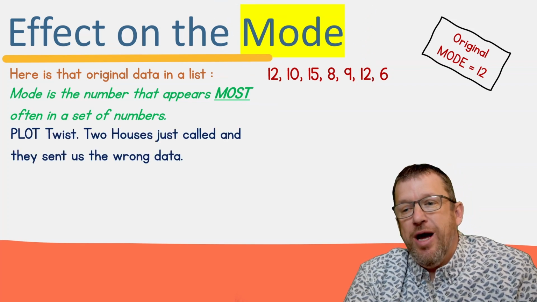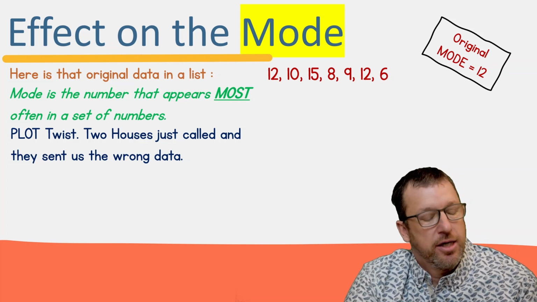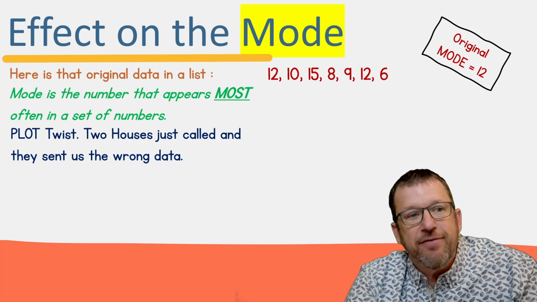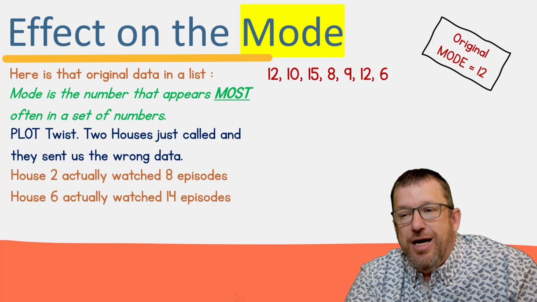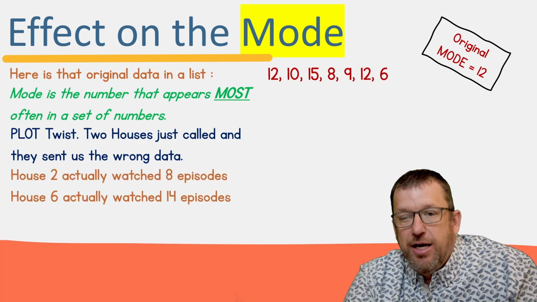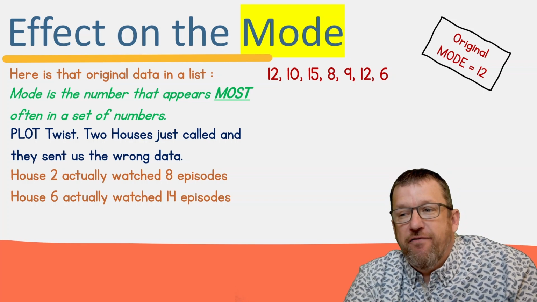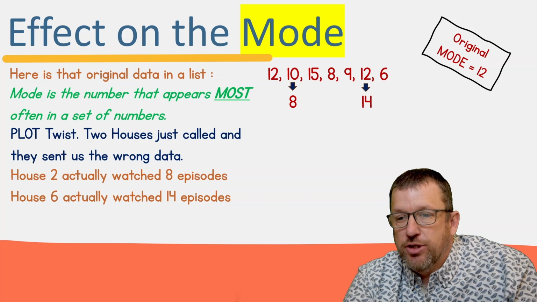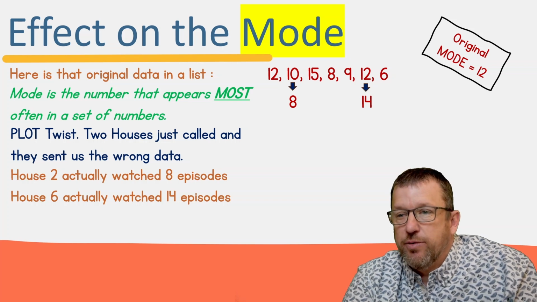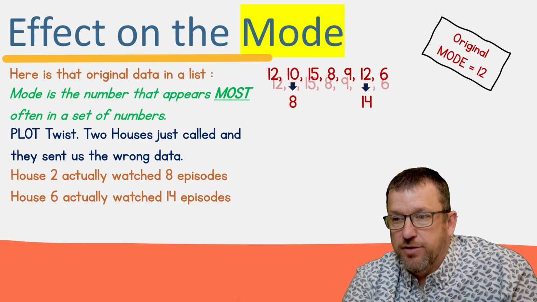Yep, two houses. Gosh, people just aren't giving us the right data. They called and said they sent us the wrong data. House 2 actually had 8 episodes, and House 6 actually had 14 episodes. So what does that mean? We changed those data points. We changed that 10 to an 8 because they said 10, but they actually watched 8. We changed that 12 to 14 because they said 12 and they actually watched 14.